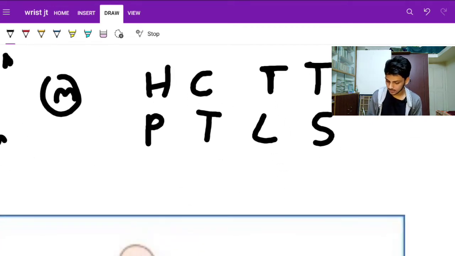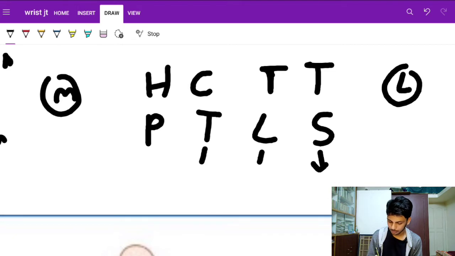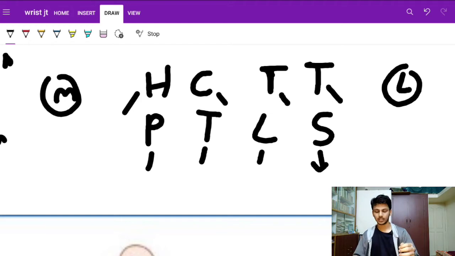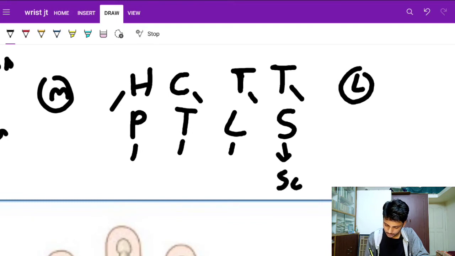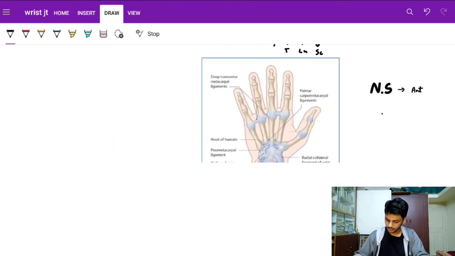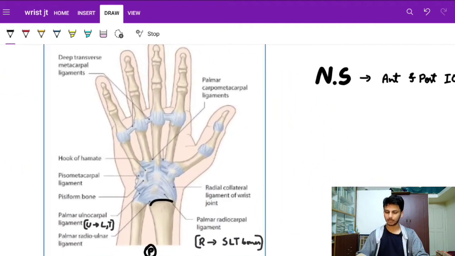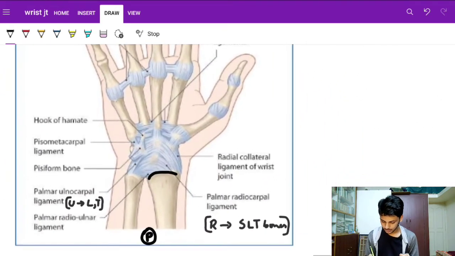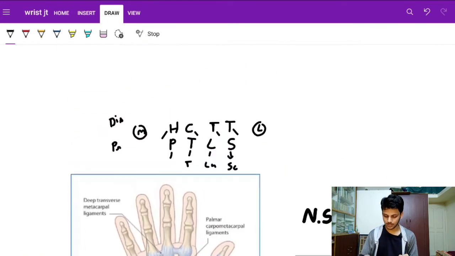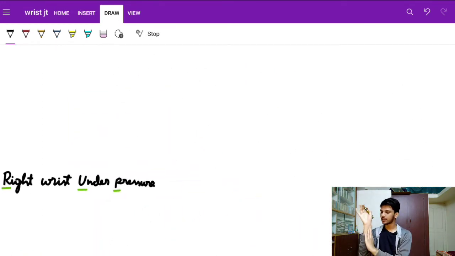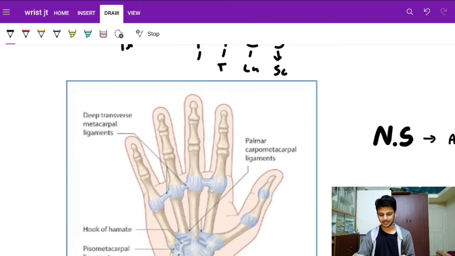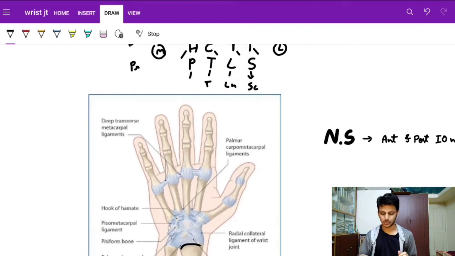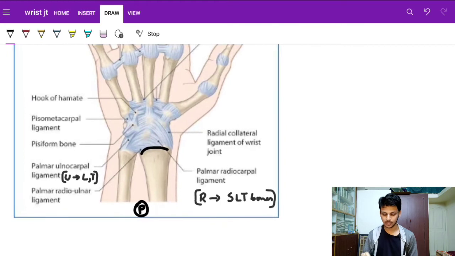So these are the scaphoid, lunate, triquetral, pisiform, trapezium, trapezoid, capitate, hamate. Okay, so you can see here, right? This was the scaphoid, lunate, and triquetral. So the palmar radiocarpal ligament is coming from the radius to the scaphoid, lunate, and triquetral bones. See, radius is lateral, right? So if it is coming from the radius to the carpals, it will usually prefer the lateral 3 carpals. So the scaphoid, lunate, and triquetral bones are getting the attachment from the palmar radiocarpal.